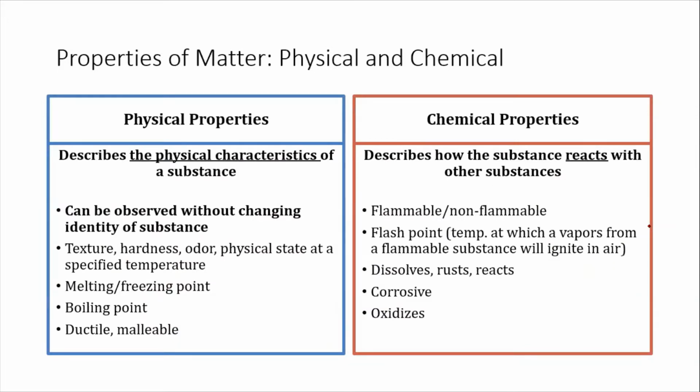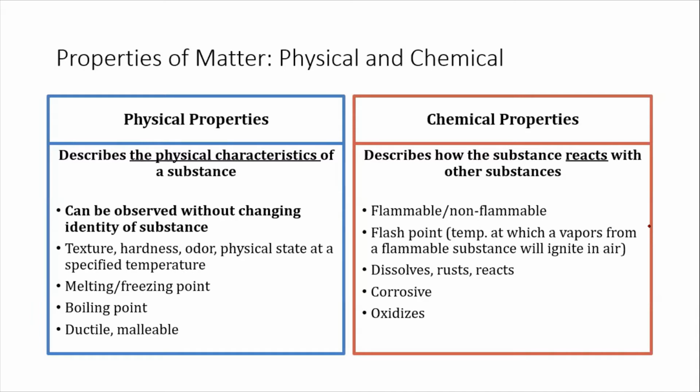In addition to defining matter by the physical states, we can talk about matter in terms of the properties of the matter. So there's 2 general classifications of the properties of matter. There's physical properties and chemical properties. So a physical property describes the physical characteristics of a substance. These are properties that can be observed without changing the identity of the substance.